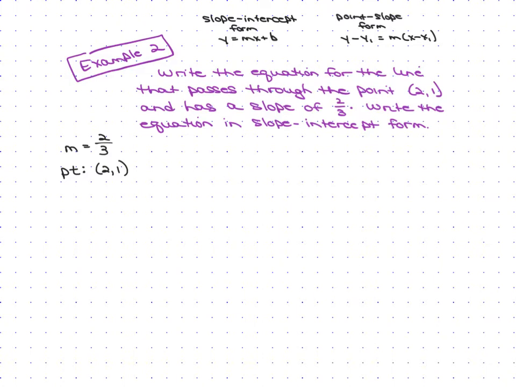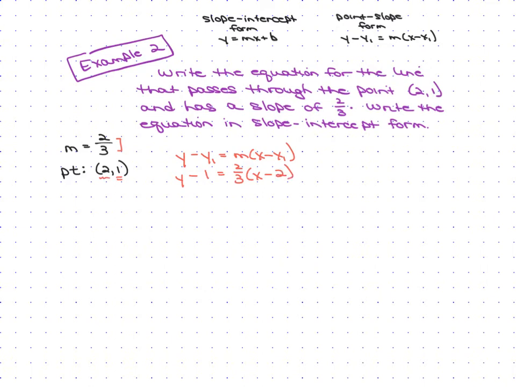Even though I want to write this equation eventually in slope-intercept form, I don't want to start here because I don't know the y-intercept. Instead, because I know the slope and 1 point on the line, I'm going to start with point-slope form: y minus y1 is equal to m times x minus x1. I'm going to fill in what I know. I know my y1 is 1, my slope is 2/3, and my x1 is 2.